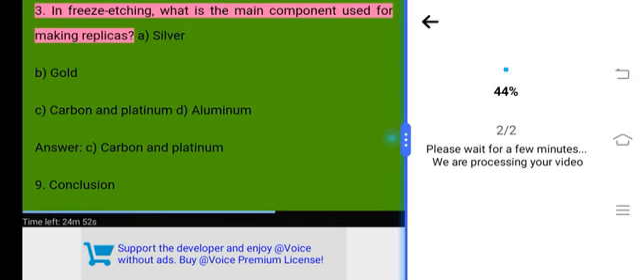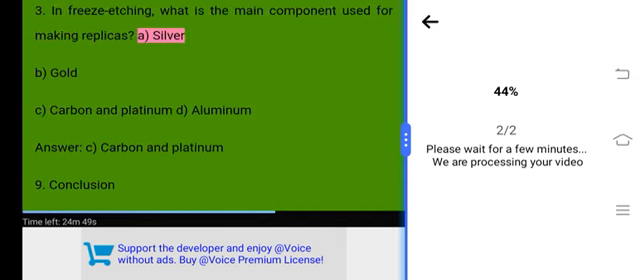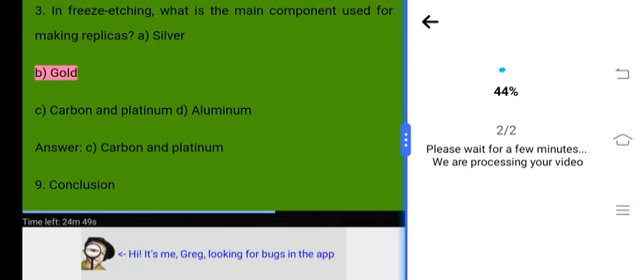3. In freeze etching, what is the main component used for making replicas? A. Silver. B. Gold. C. Carbon and platinum. D. Aluminum. Answer: C. Carbon and platinum.